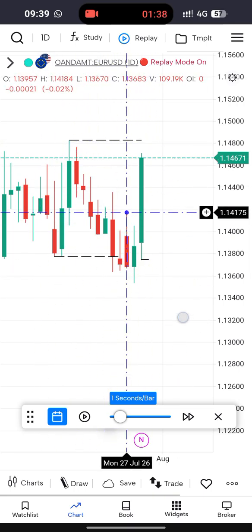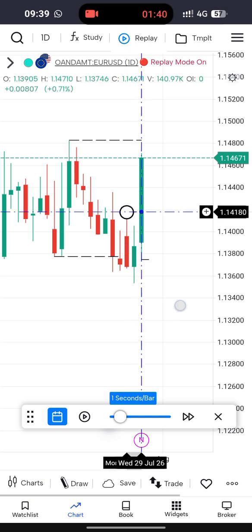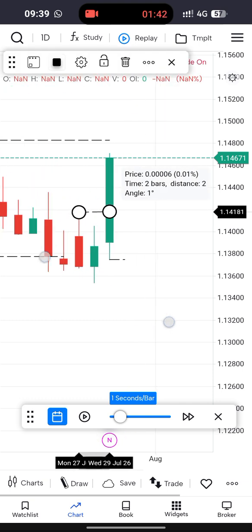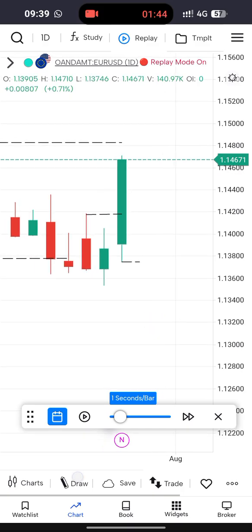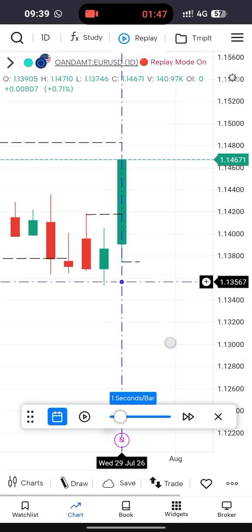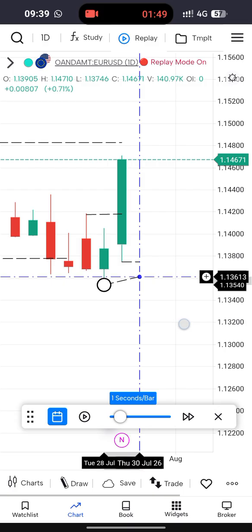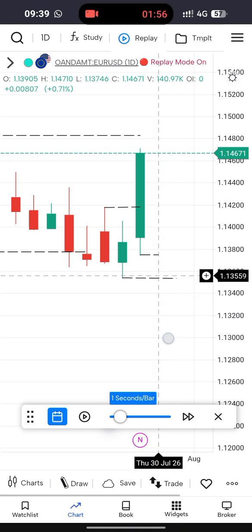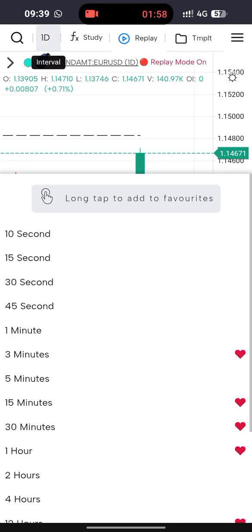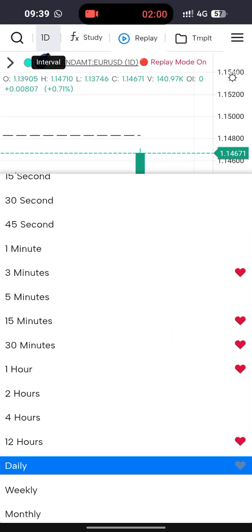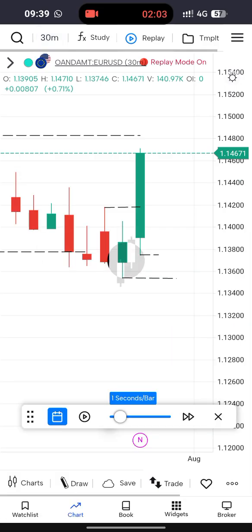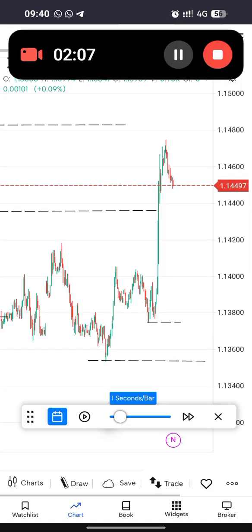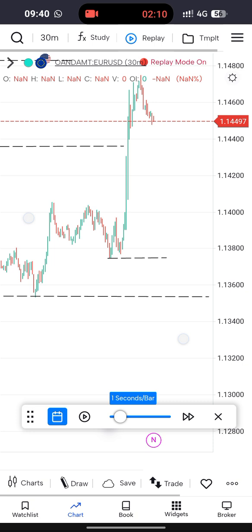So price changed character around this area, so I am bullish, and this is my main low. This area is the main low, the lowest point. I'm expecting price not to go below, or more like if price goes below this area, I'm bearish again. Bearish means I'm expecting sell. So let's go to the 30 minutes time frame. I'm bullish, I mean.